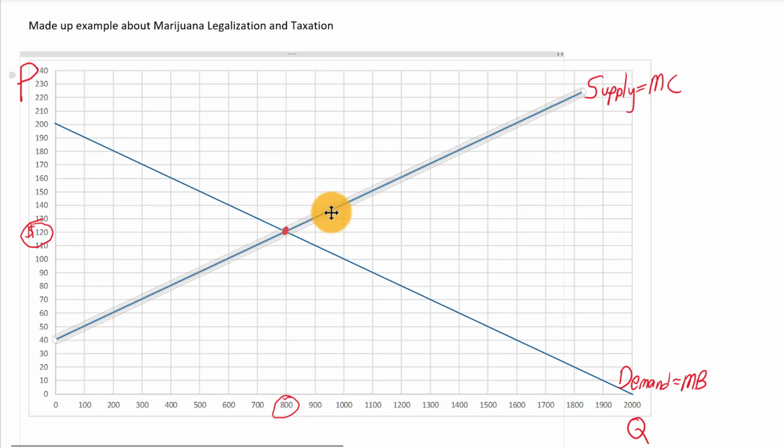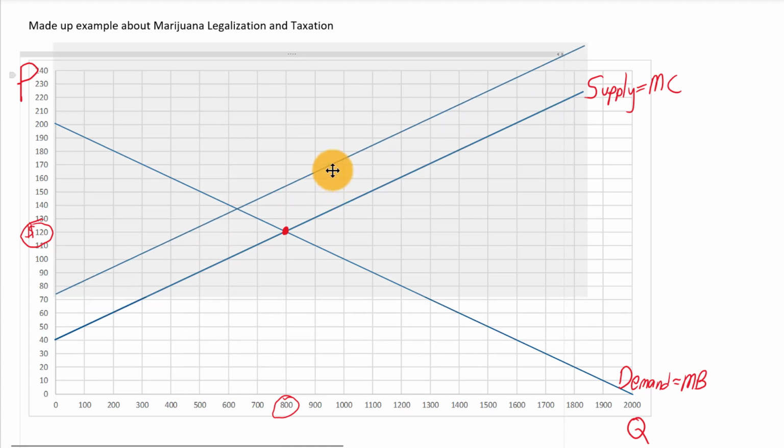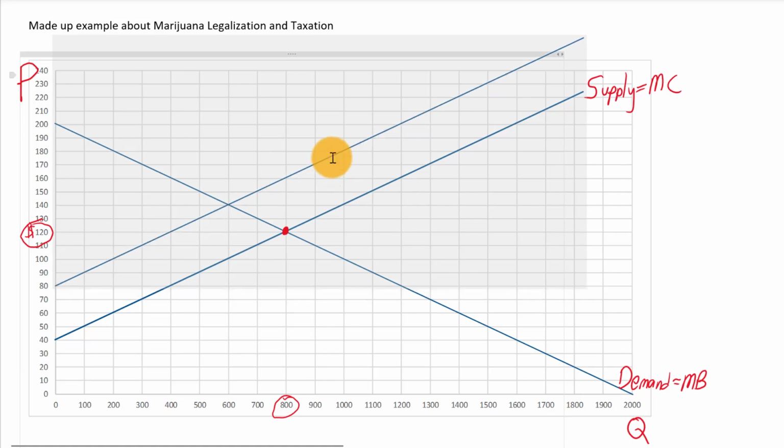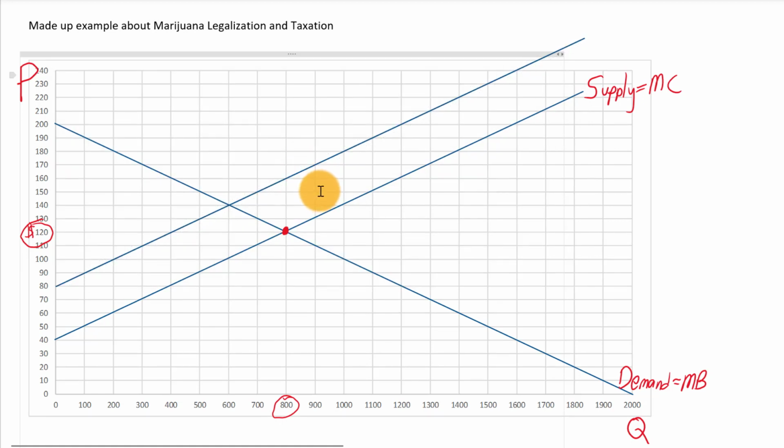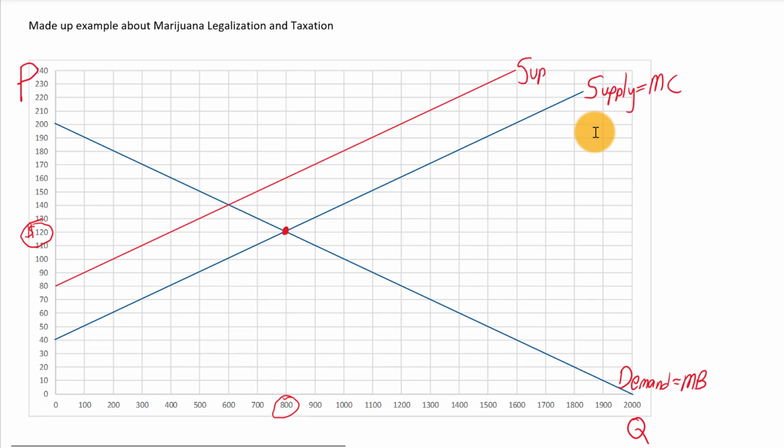Whenever you have a tax, the easiest way to do it is to add that tax into the supply curve. Let's suppose we wanted to look at a $40 tax. Then what you do is you add the $40 tax into the y-intercept of the supply curve. So this is the supply curve, which represents the marginal cost of producing each additional unit plus that tax, and we chose a tax of $40.